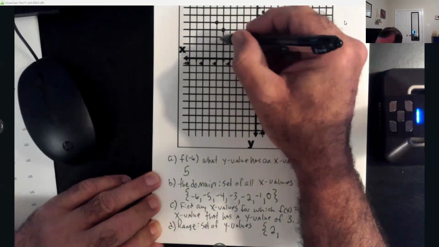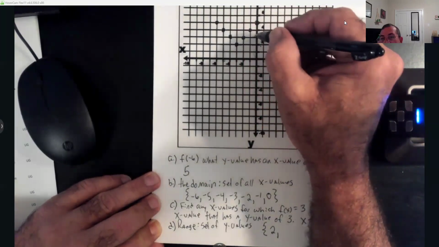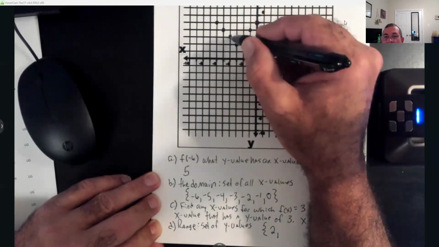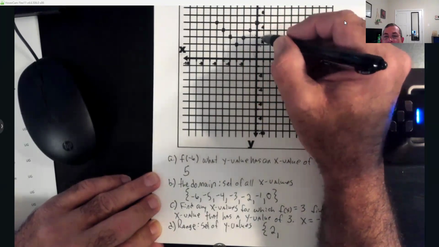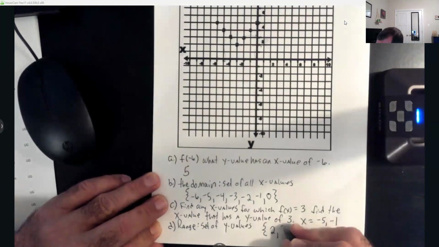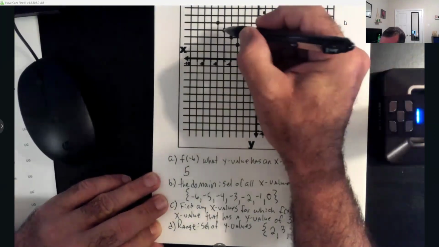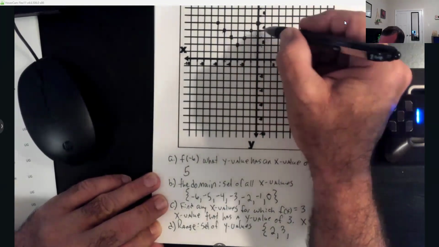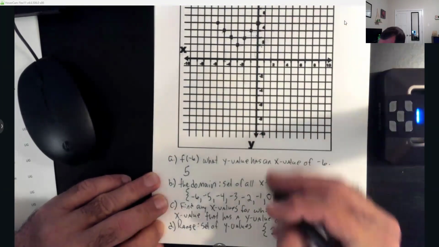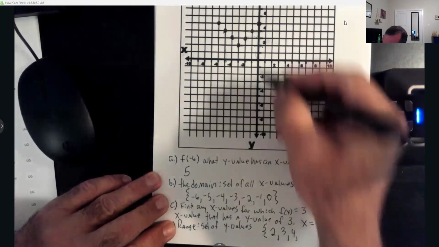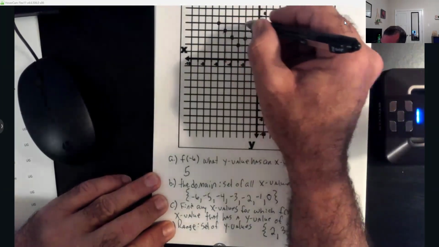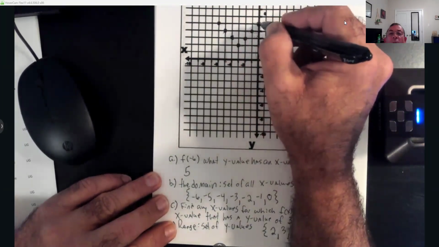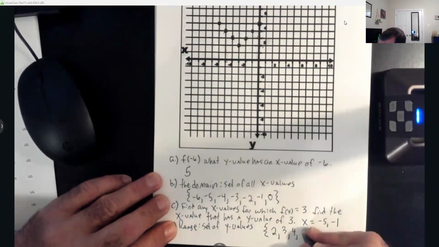Now, there's 2 points on this line, but I don't have to write it but once. So these 2 points have a y value of 3. Next, these 2 points had a y value of 4. And it looks like these last 2 points here had a y value of 5.